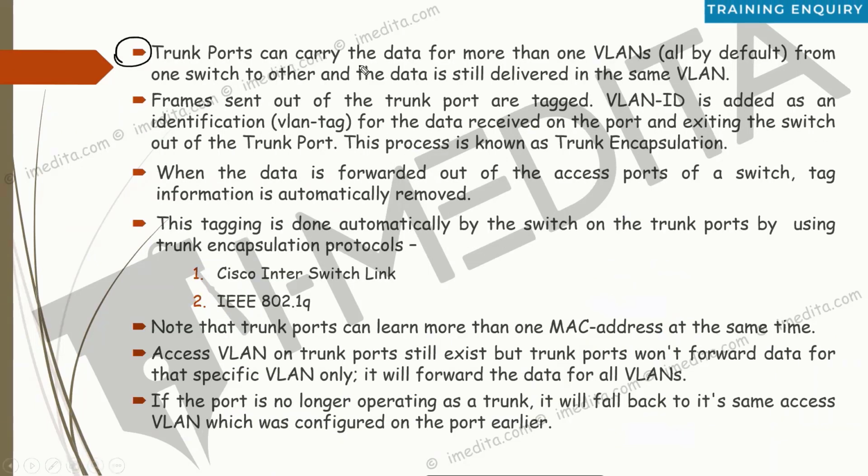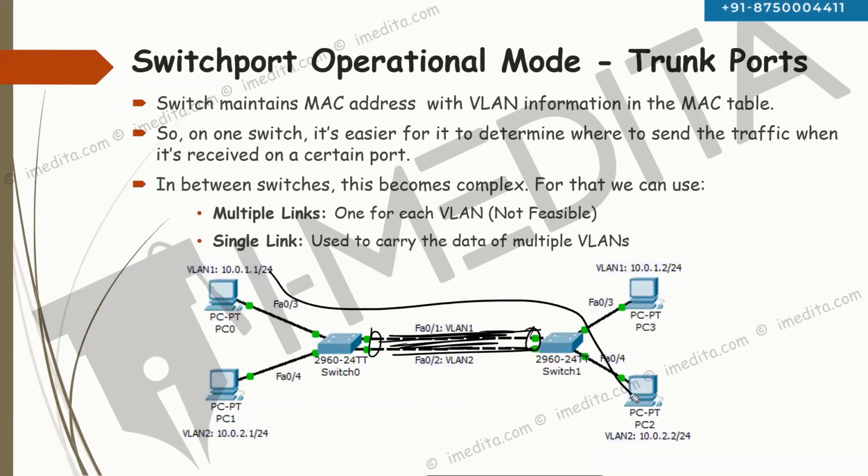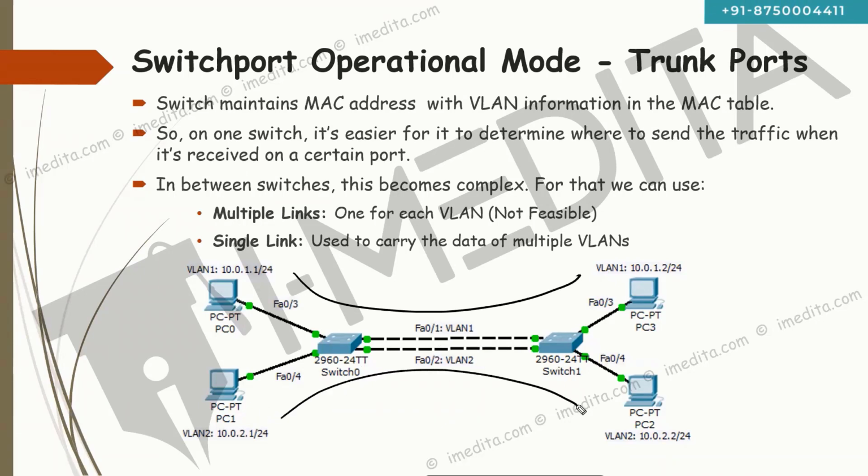So trunk ports can carry the data for more than one VLAN from one switch to the other switch, and the data is still delivered in the same VLAN. Just because you have configured this link as a trunk link, it doesn't mean that the traffic will go from VLAN 10 to VLAN 20. No, the traffic will still go from VLAN 10 to 10, and from VLAN 20 to 20. The communication will happen in the same VLAN only.